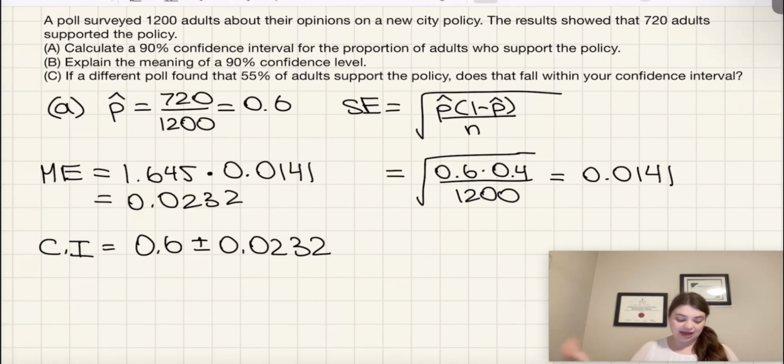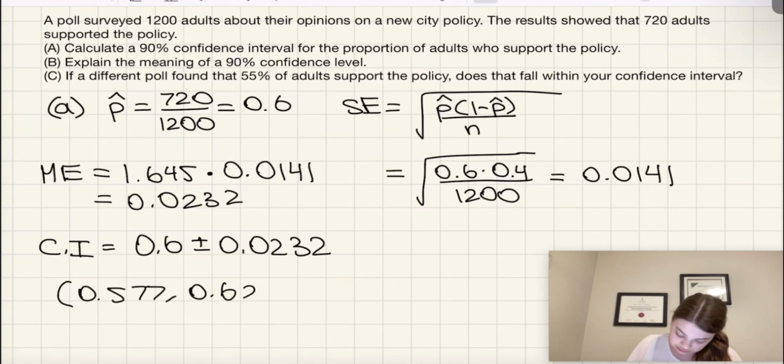And so if we actually add and subtract, we get that the confidence interval is from 0.577 to 0.623. So basically what this means is that with 90% confidence we can state that the true proportion of adults in this city that support this policy is somewhere between 57.7% of adults to 62.3% of adults. So that's part A all done.